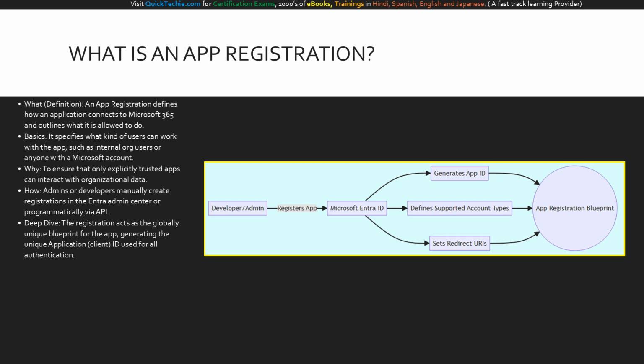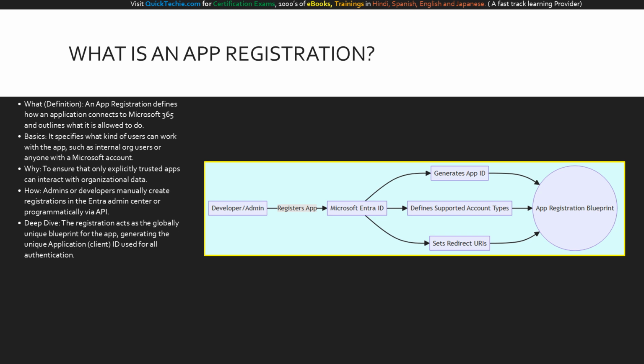Why do we require this? To ensure that only explicitly trusted applications can interact with your organization's sensitive data. Whether created manually in the Entra Admin Center or via scripting, this registration process generates a globally unique application ID. This ID acts as the definitive identifier for the software, allowing Entra ID to track every request the application makes.